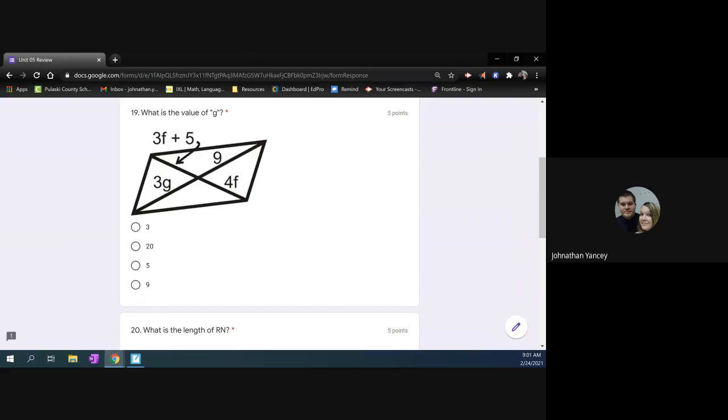I don't even see a G on there. That 3G in the bottom left. Take a look at that, see if you can figure it out. Keep it to yourself, and I'll ask you about it in a second. There's an arrow pointing to it, but that just means that that line there is 3f plus 5.